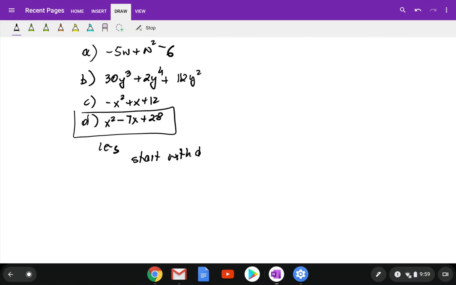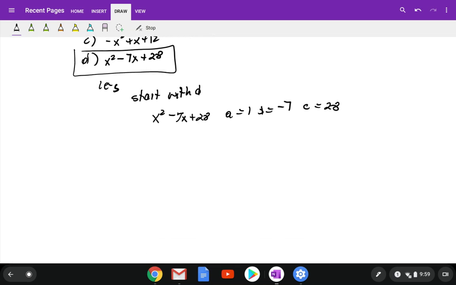Okay, so we have x squared minus 7x plus 28. A is equal to 1, B is equal to negative 7, C is equal to 28. I'm going to follow all the steps. Step 1: multiply A times C. In our case, we have 1 times 28, which is 28.